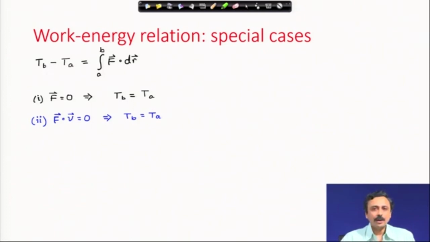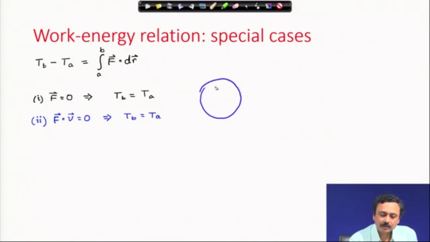Now, think about certain situations where F dot v is 0. One of the situations that will immediately come to your mind is a stone. If you tie a stone at the end of a thread and you set it into rotation, then forget about the effect of gravity. The tension in the string is always perpendicular to the motion of the stone.